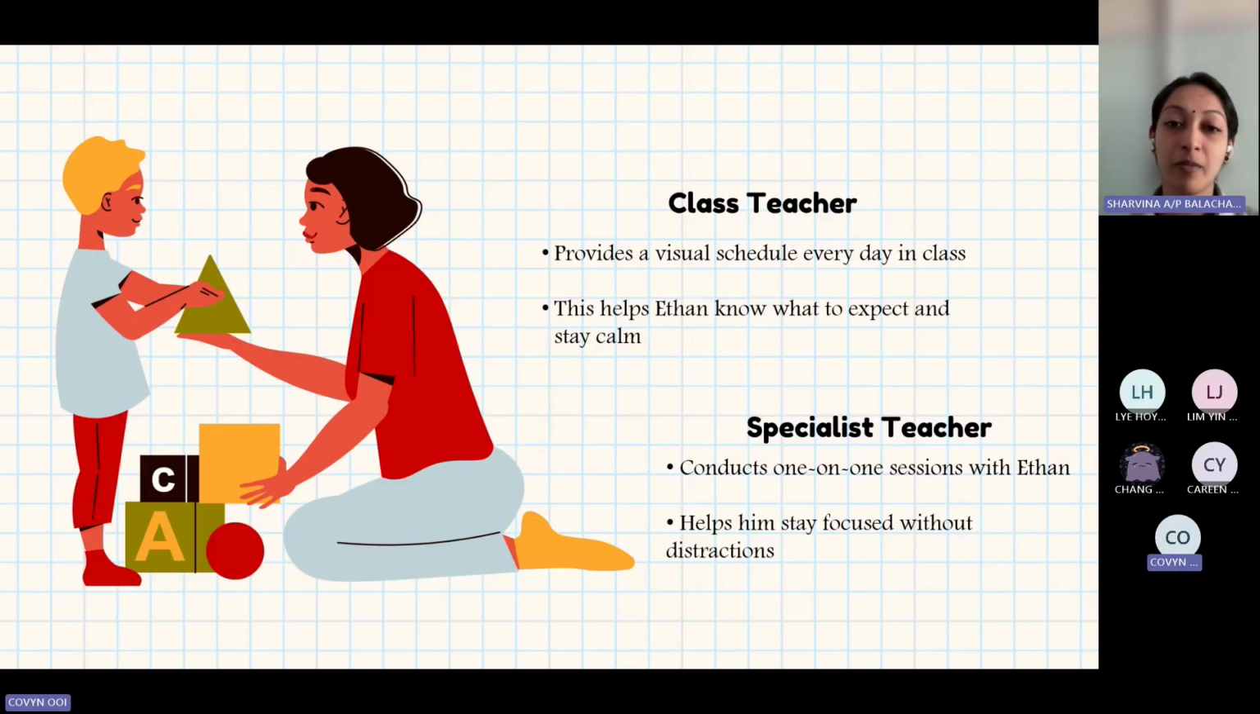Next, we have the specialist teacher, who works with Ethan one on one in a quiet space, which helps him focus better. He is more responsive during individual tasks, especially when learning to name pictures. This personal approach gives him the extra support he needs to learn effectively. That is all from me. I would like to pass it to Yinjie.